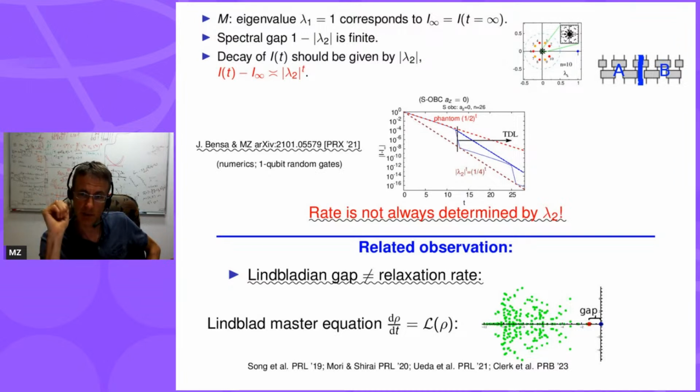I actually made some numerical observation about that some years ago already, but more recently Takashi Mori and Shirai took the same problem again and actually realized why this mysterious observation happened. Namely, indeed, there are situations where the gap does not give you the relaxation rate. And it's connected with the same mathematics that I will now explain in the next slides.